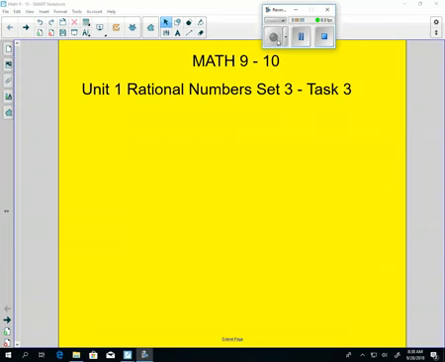Okay, good morning class, and today we're at lesson 10 in Math 9. We're still working with rational numbers. Yesterday we completed a lesson on BEDMAS, order of operations. We were working with set 3.